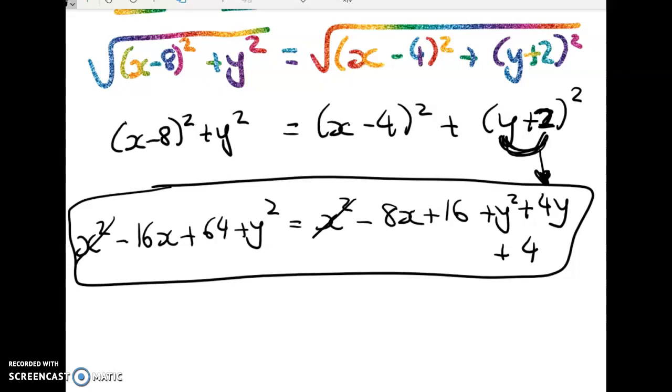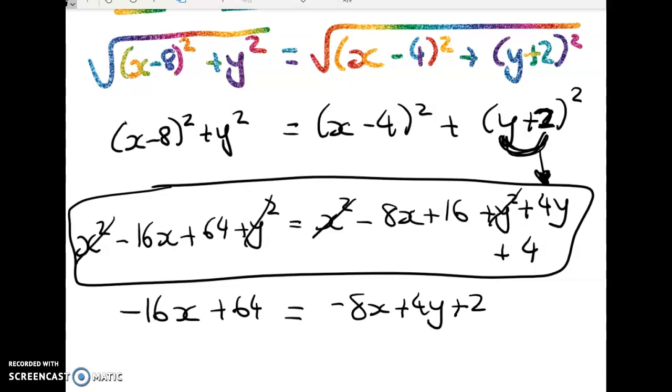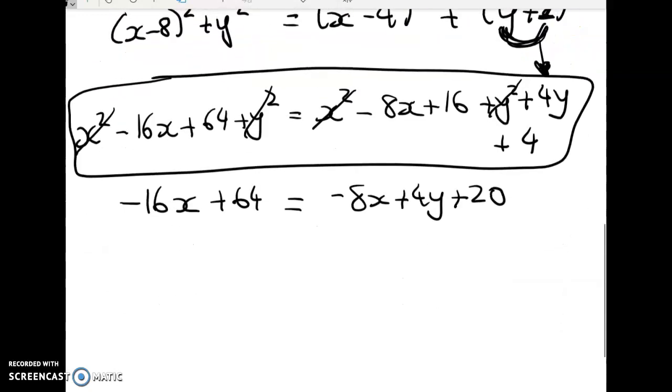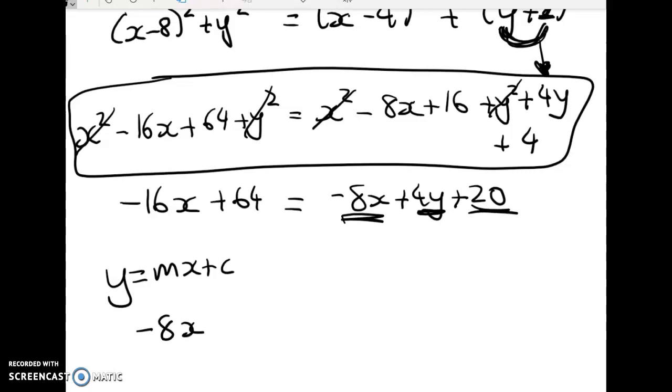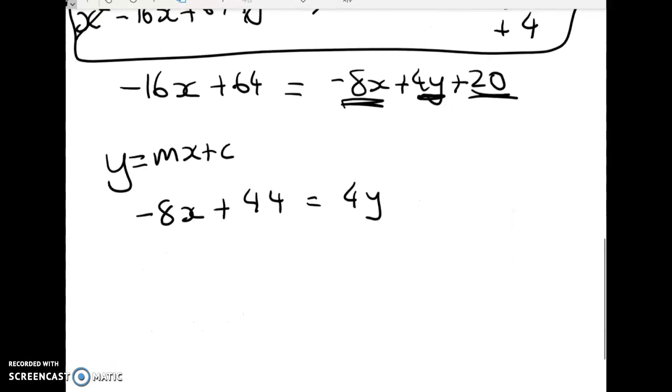Right, so the x squareds can be subtracted from both sides, and so can the y squareds. That leaves me with negative 16x plus 64 equals negative 8x plus 4y plus 20. Now you can see that this is going to be the equation of a straight line, so I'm going to go towards writing it in the form y equals mx plus c. What does that leave me with? I'm going to leave the 4y here, add the 8x to both sides, giving me negative 8x, and subtract 20, so it's negative 8x plus 44 is equal to 4y. Let's divide through by 4 and we get negative 2x plus 11 equals y.